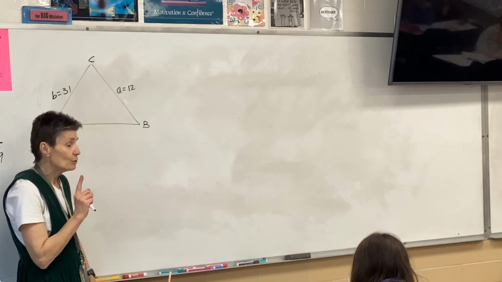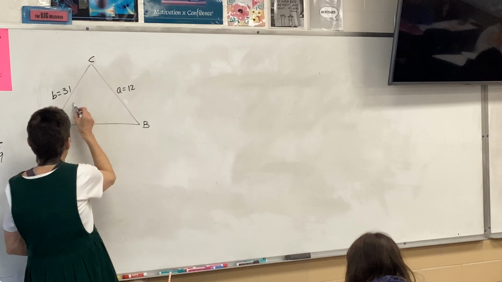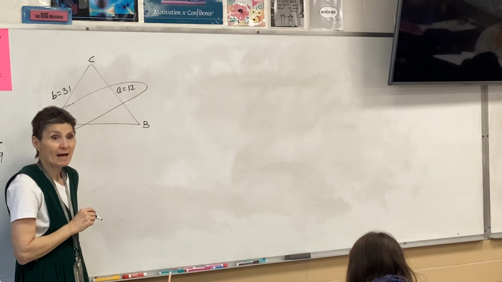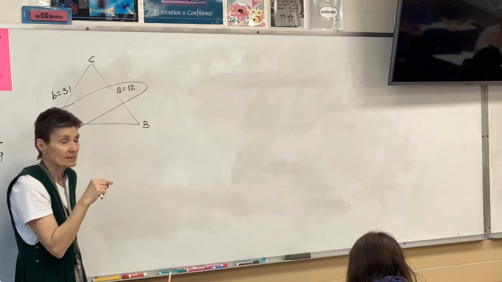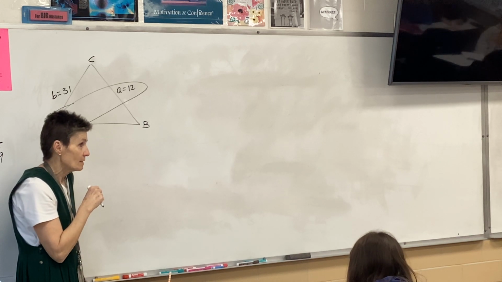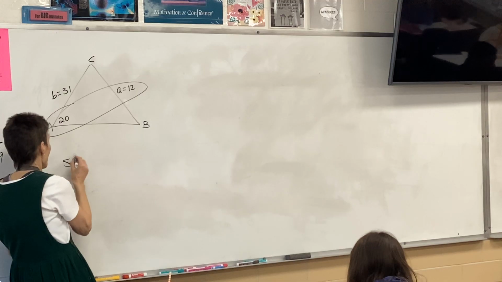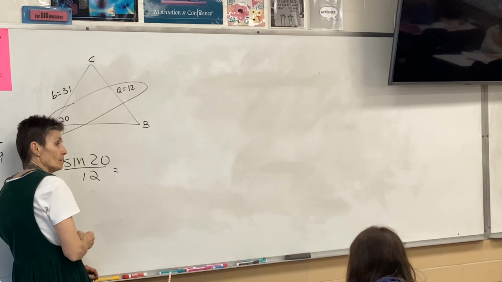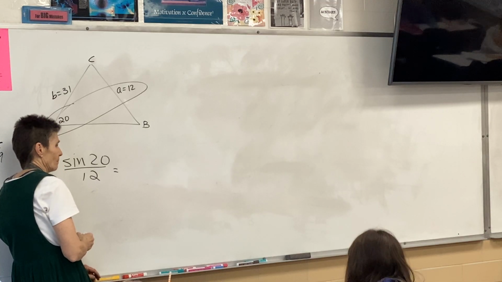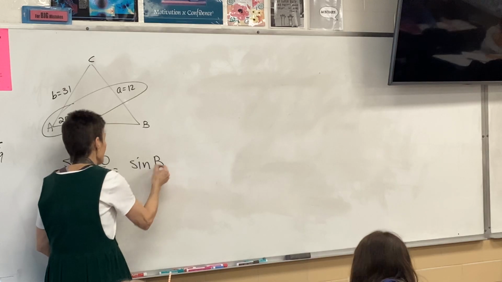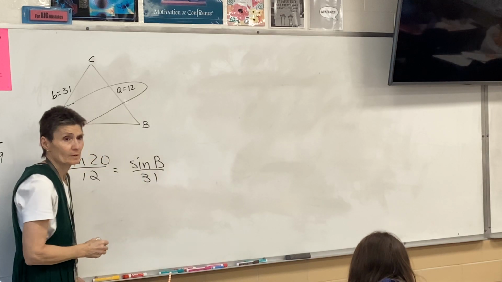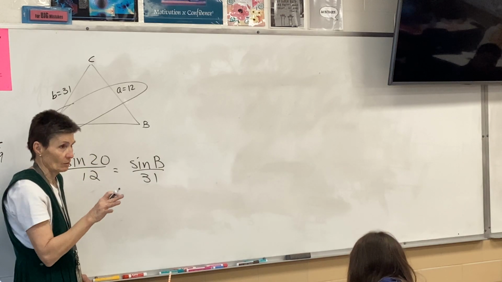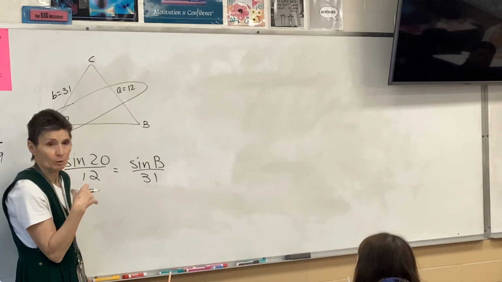Now, would you agree that I have a matched set right here? And whenever I have a matched set, A and A, B and B, C and C, I can do the law of sines. So I'm going to do that. So sine 20 over 12 will equal what? Sine B over 31. So yesterday I had all my angles and I was looking for sides. Now I'm looking for an angle.